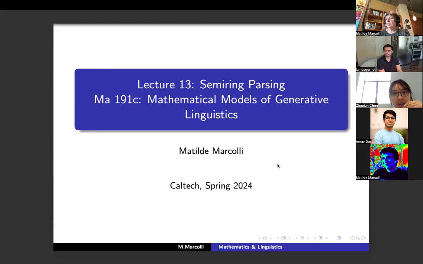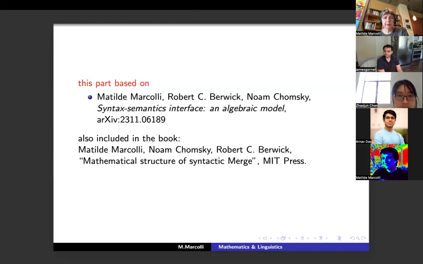Okay, so there's one more thing that I want to talk about that has to do with parsings of syntactic structures, which is semiring parsing. I added various references to the web page. I still have to add a couple more, and I also want to add some about this semiring parsing story, which I haven't done yet. But this is also part of this.